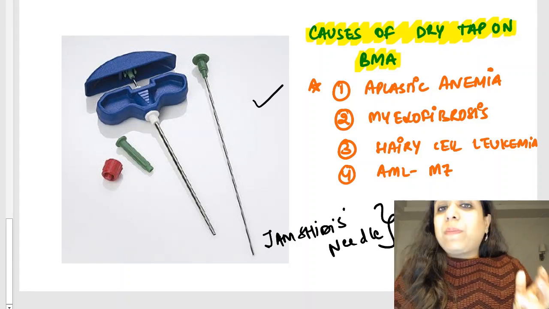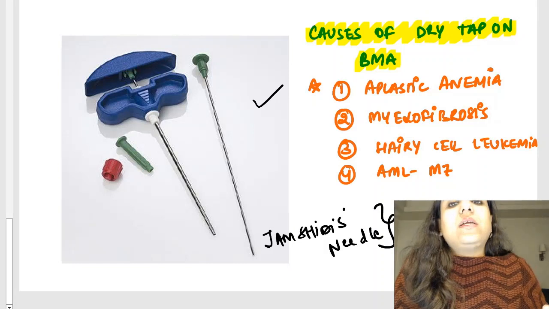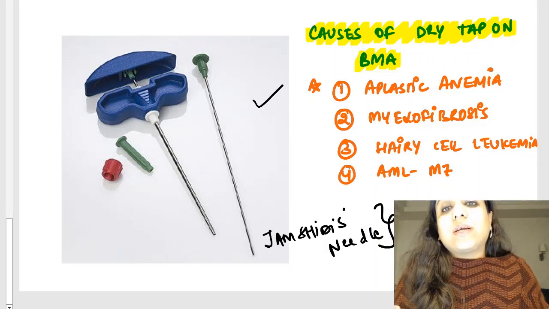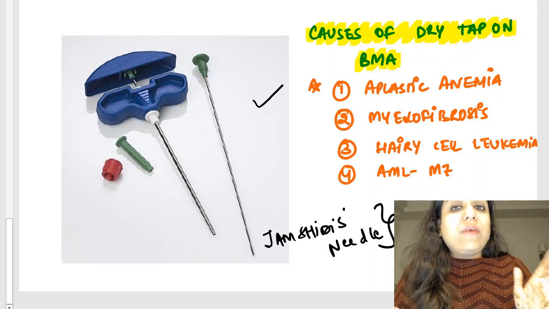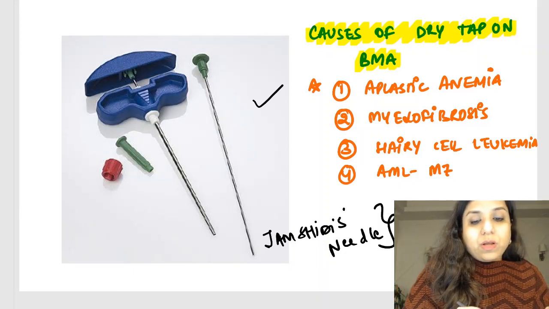What is a dry tap? I am repeating again. Dry tap means when you aspirate and the needle is completely dry, it is called a dry tap. Correct, easy? Very, very important. Remember, students, this image. Next.